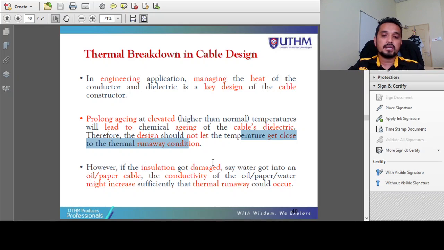How can we achieve this? For example, we have a power transformer, like I discussed in the previous session. We have several types of cooling systems so that we can avoid the temperature getting closer to the thermal runaway.